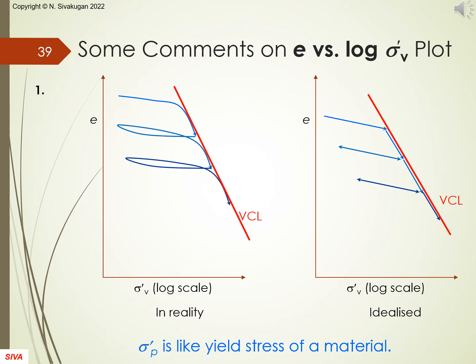Here are some thoughts on e versus log sigma v dash plots. What you see on left is the reality and right is idealized. When the clay is unloaded and reloaded, which can be more than once, there is some hysteresis. The unloading and reloading paths are not really the same. We approximate them as the same. When a reloading path meets the VCL, it simply follows the VCL until next unloading takes place.